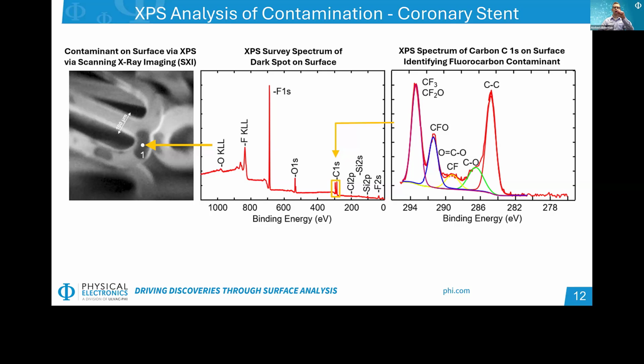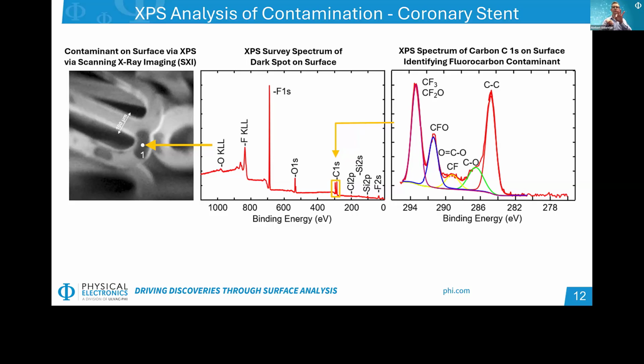We know which elements are present from the survey scan and can then zero them in for a high-resolution scan, as shown by the carbon spectrum on the right. The carbon spectrum of the dark region revealed multiple peaks representing different carbon chemical states: carbon bonded to carbon, oxygen, and fluorine. These chemical shifts are key to XPS, indicating changes in binding energy due to different chemical bonds. Colorized curves under the carbon spectrum help identify various chemical states. The dark spot in the image was identified as oxidized fluorocarbon contamination.